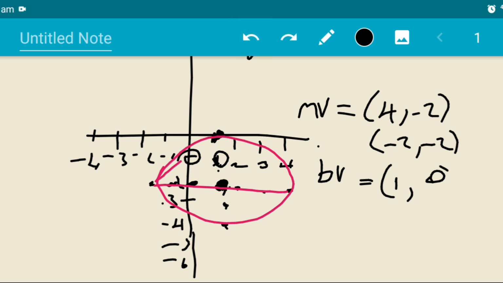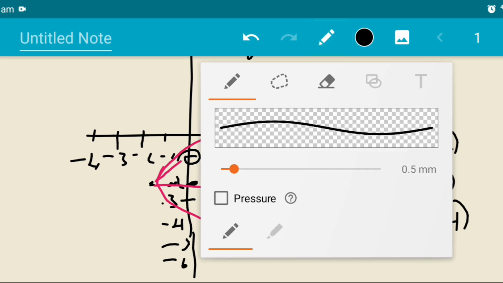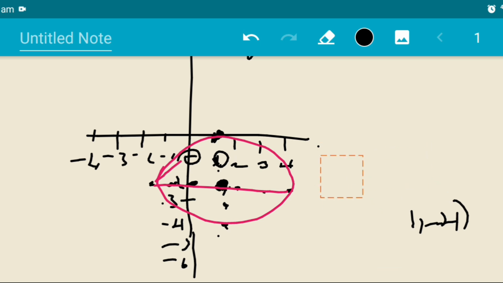Then let's look at this other vertex right there. It is located at X equals 1, and Y equals negative 4. So that is that point there. So these are the vertices. I just hope you guys are writing this down. We're done with the vertices.